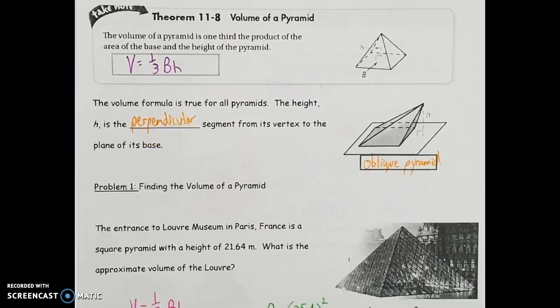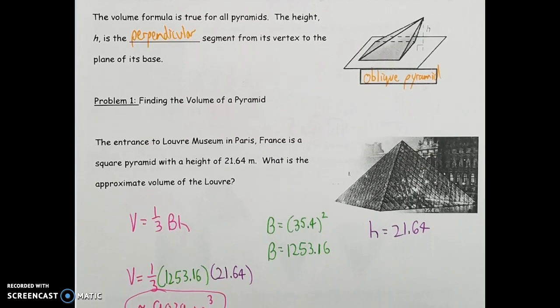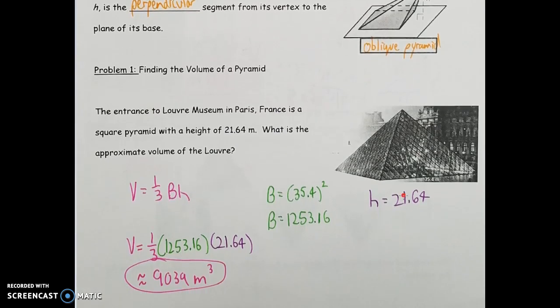So if we're using that formula to find volume in our first problem, we're given a few measurements in that diagram. We're told that the entrance to the Louvre is a square pyramid with a height of 21.64 meters, and we want to use that to find the volume. We're also given, it looks like in the figure, a side of the base, which would be 35.4 meters. If I just use my formula, 1/3 of the base area times the height, since our base is a square, that'll just be 35.4 times 35.4 for the base area. So if I square 35.4, I should get 1253.16.